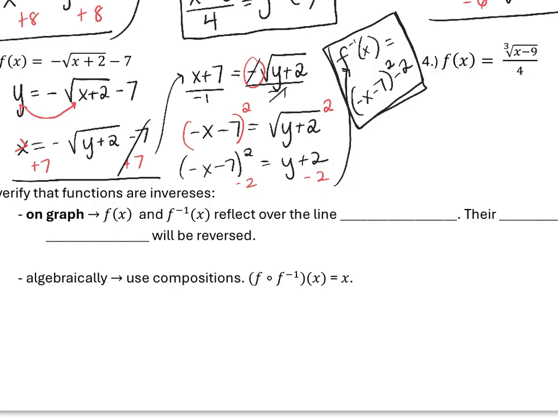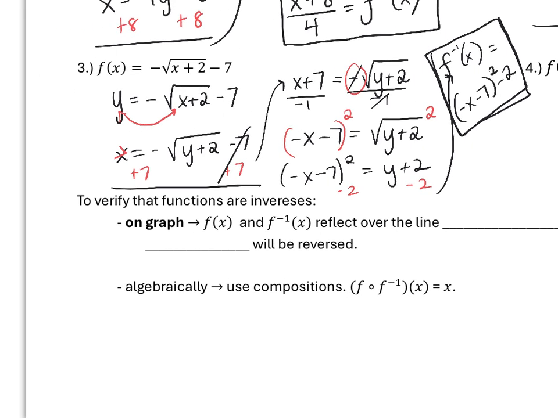Do we have any domain restrictions in our inverse? Do we have any domain restrictions in our original? Yes. Because I had a square root in my original, the domain will be restricted. x plus 2 has to be greater than or equal to 0. So x has to be greater than or equal to negative 2. So my domain is everything from negative 2 to positive infinity.